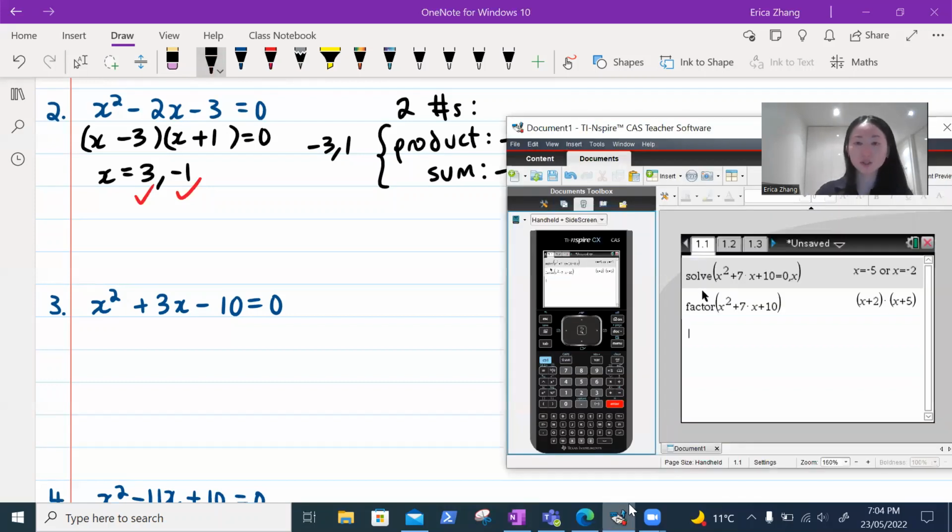Let's practice using our CAS to solve equations. Okay, once again, menu, algebra, solve. Okay, type in the equation, x squared minus 2 times x minus 3 is equal to 0, comma, x, because we're solving for x. X is equal to -1 or 3. Okay, that matches our solution.